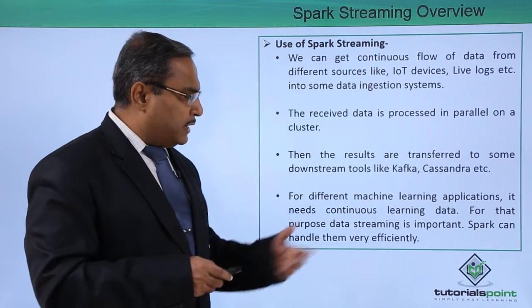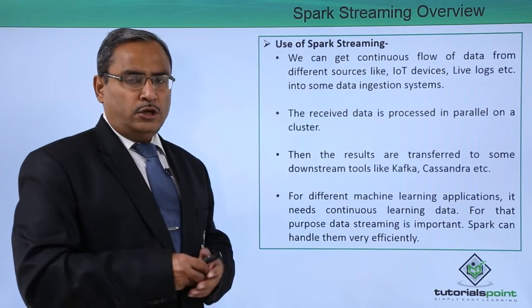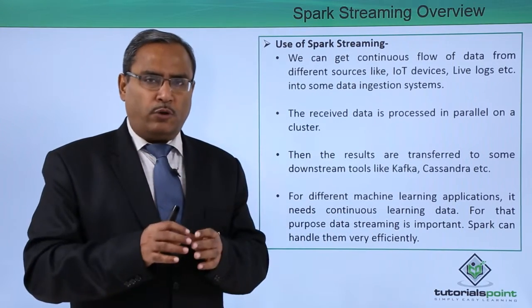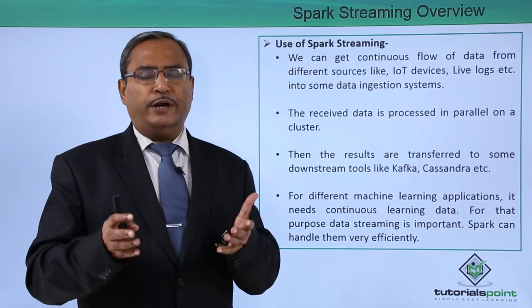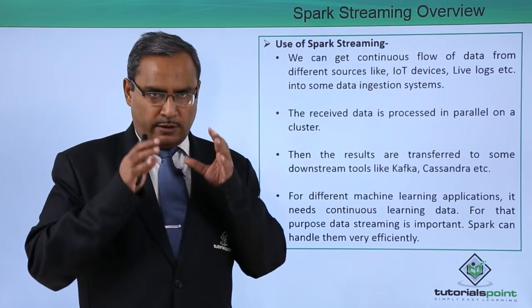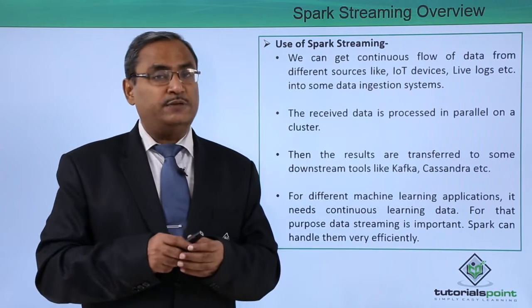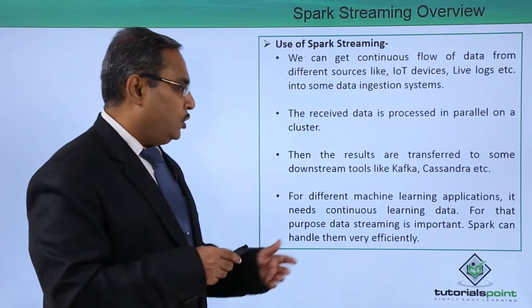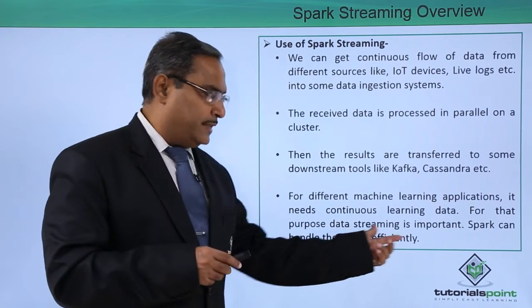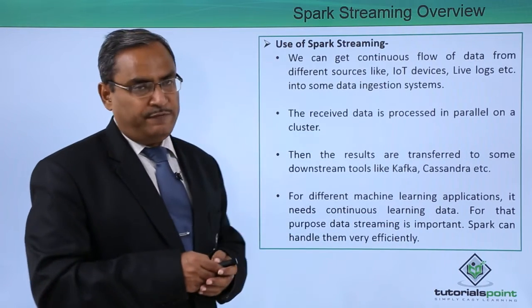So different machine learning applications need continuous learning data. To make a machine learning model learn about the respective pattern, it requires lots of data to make the learning system successfully done. So that's why data streaming is very much required in case of machine learning related applications. For that purpose, data streaming is very important, and Spark can handle them very efficiently.